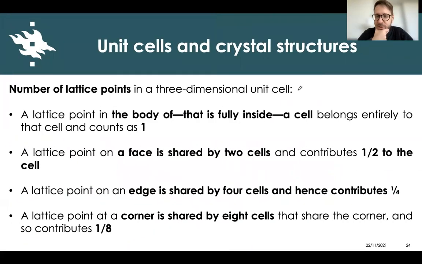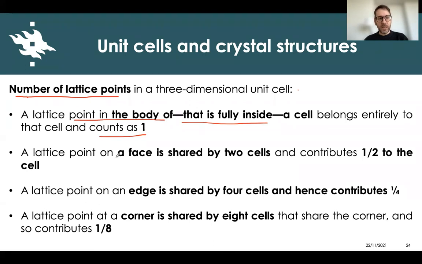So an important parameter that comes from this discussion is that this enables us to understand the number of lattice points that are present in a unit cell. So, for example, consider a lattice point that is in the body of a unit cell. In the body of a unit cell, it means that the lattice point is fully inside the unit cell, as we saw for the body-centered crystal lattice. Then, in this case, the lattice point in the body of the cell belongs entirely to that cell, so it counts as one in terms of the number of lattice points per unit cell.